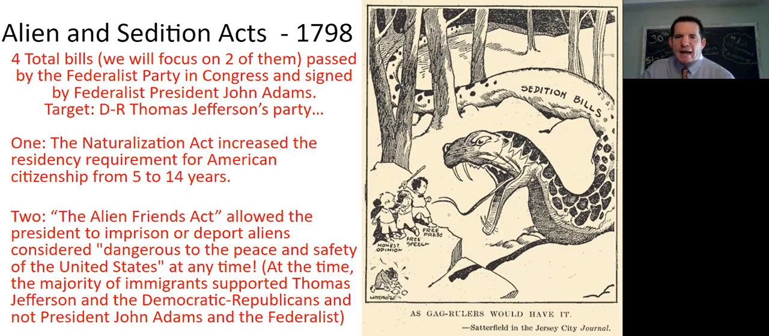The Alien Friends Act allowed the president to deport immigrants that were speaking out against the government in any way. And this really hurt newspapers, and people were imprisoned. People were rounded up and put in prison for this. And we have this thing called freedom of the press. These ideas, freedom of the press and freedom of speech, aren't completely worked out yet. Look at the date, 1798. So we would hopefully not allow this to take place today.